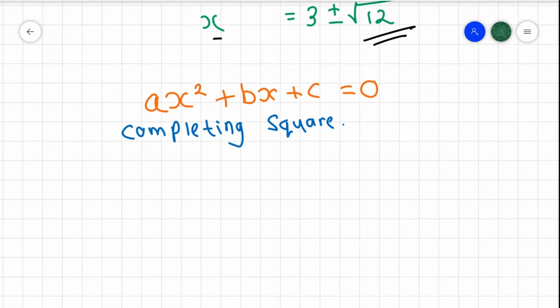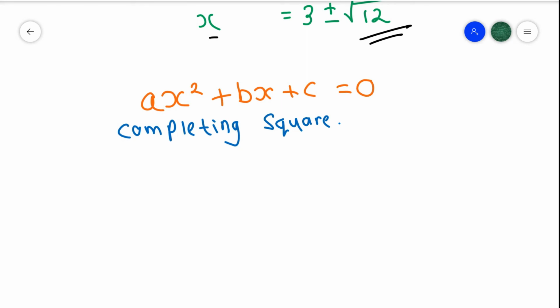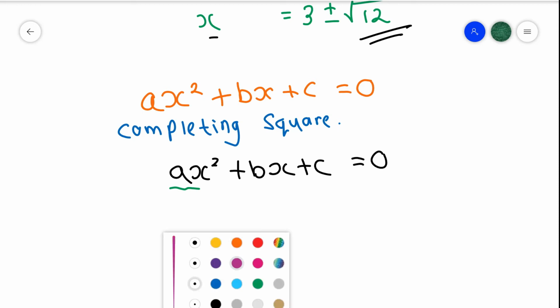So here we can see that the coefficient of x squared is not actually 1. So ax squared plus bx plus c equal to 0. The coefficient of x squared in this case is a. So we have to get rid of the a. What we will do is divide the whole equation by a.